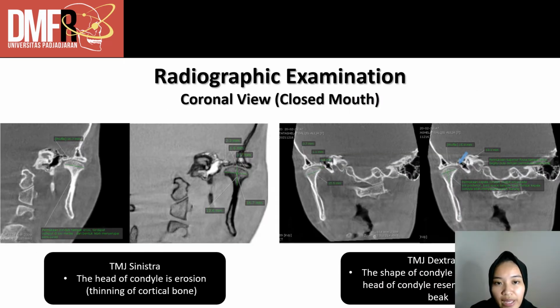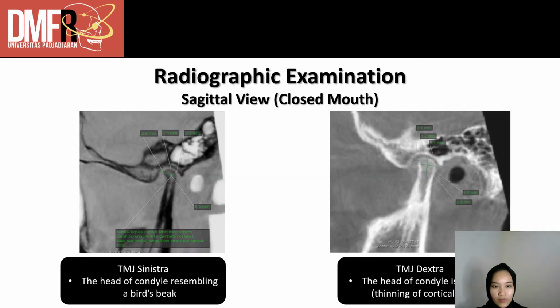On radiographic examination in closed mouth position, as we can see, in the sinistra TMJ the head of the condyle shows erosion or thinning of cortical bone, while in the dextra TMJ the shape of the condyle is eroded and the head of the condyle resembles a bird beak. It has a pointed part at the head of the condyle, so we call it a bird beak. In sagittal view, we can see the sinistra TMJ head of condyle resembling a bird beak and the dextra TMJ is eroded.